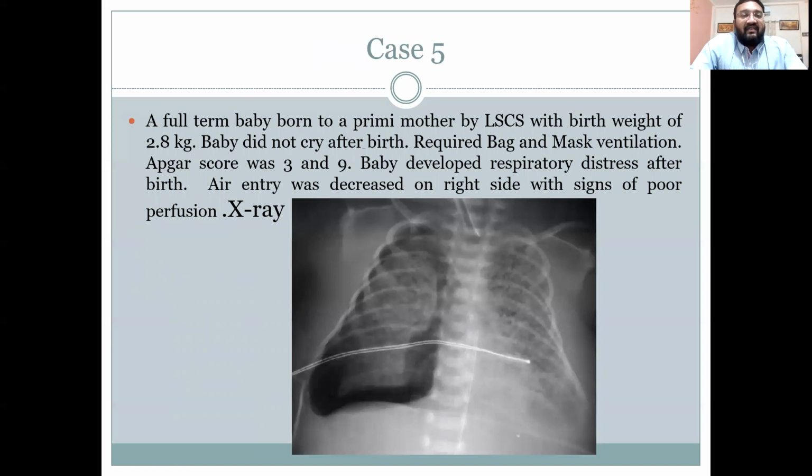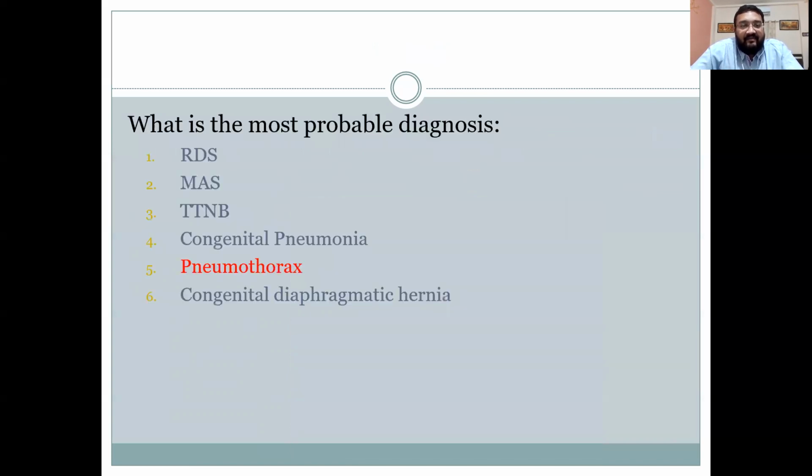Now coming to case 5: a full-term baby is born to a primigravida mother by LSCS with birth weight of 2.8 kg. Baby did not cry after birth and required bag and mask ventilation. Apgar score was 3 and 9. Baby developed respiratory distress after birth. Air entry was decreased on the right side with signs of poor perfusion. This is the X-ray. You can see very well around the lower border of the right lung, there is a dark air space. So what is the most probable diagnosis? It is pneumothorax.